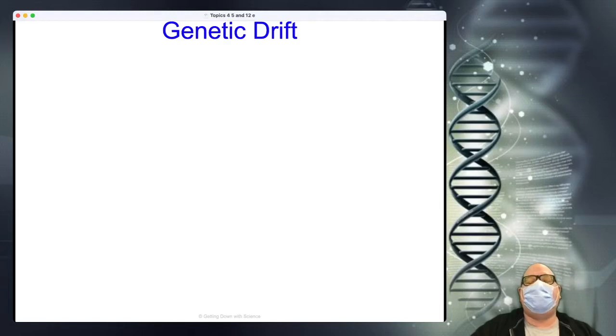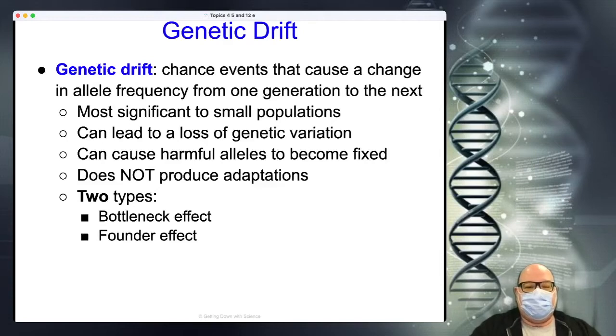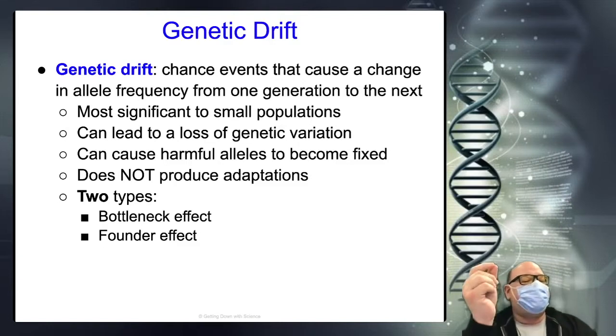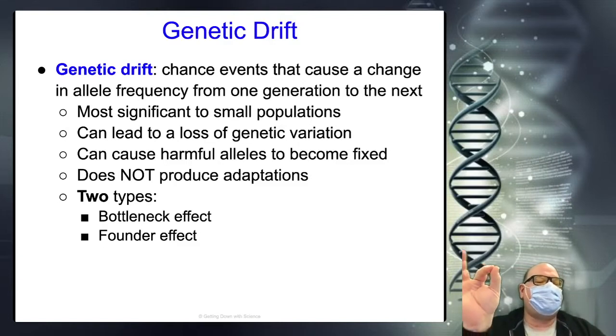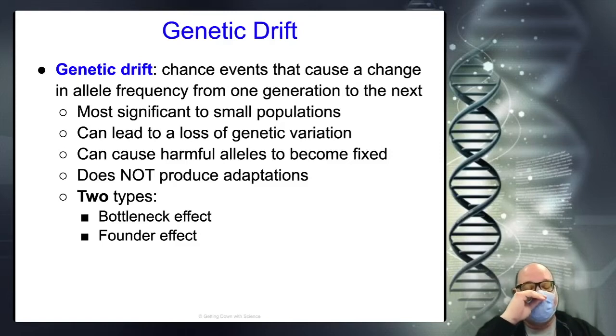All right, let's talk about what genetic drift is. These are chance events that cause a change in allele frequency from one generation to the next. This is most significant in small populations. There was a question in our DDT mosquito review on why the gene showed up very quickly in the lab versus out in nature. Well, small populations are way more subject to genetic drift and fast changes.